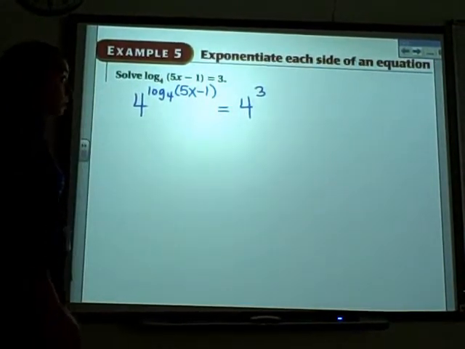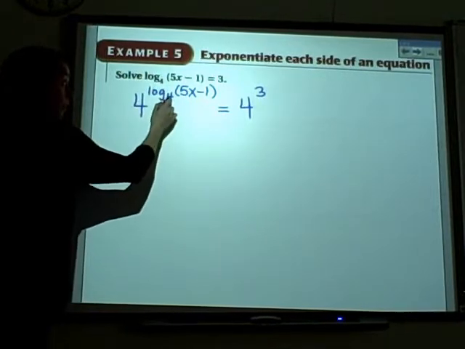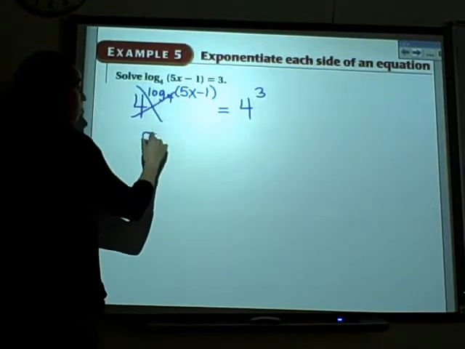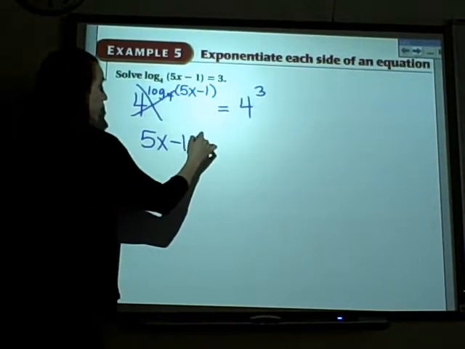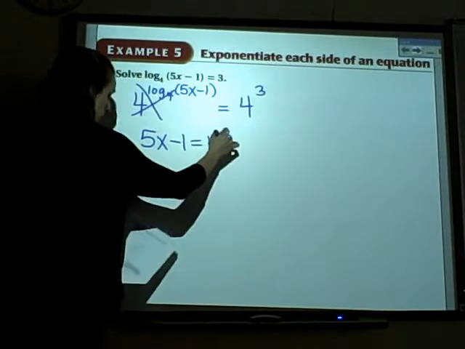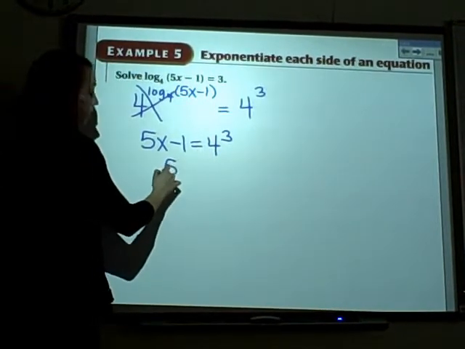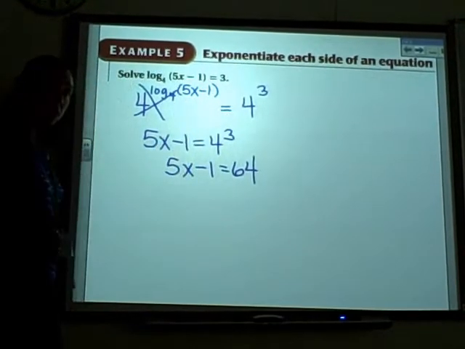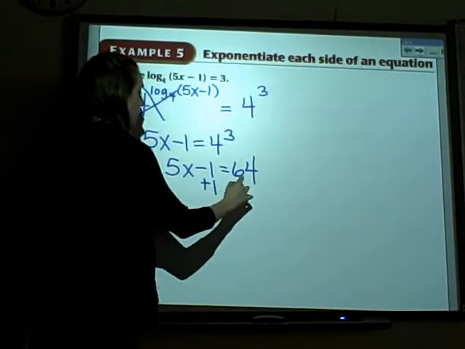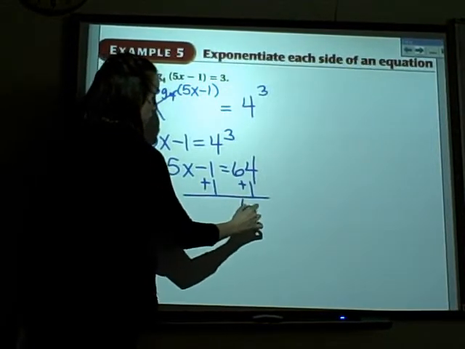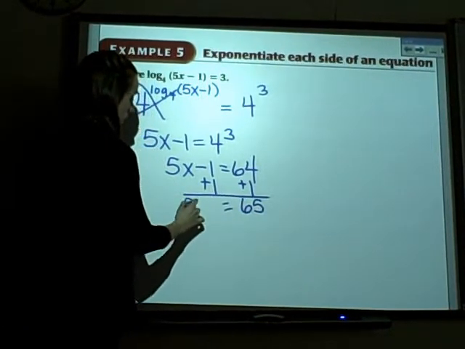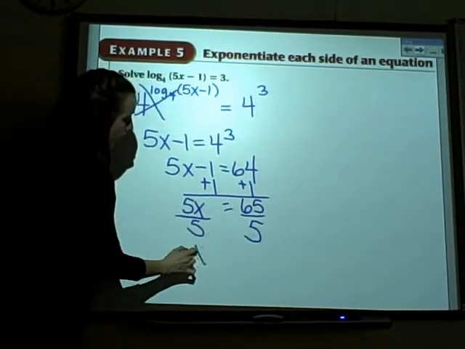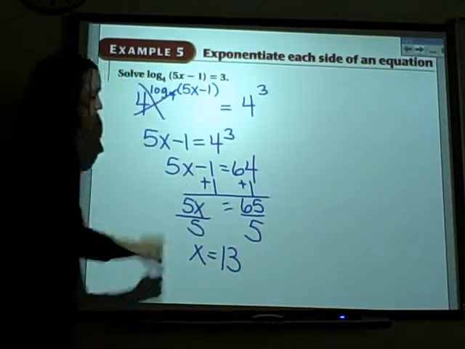Okay? Now, since I used a base 4, they match. Matching bases, you can cancel out. I am left with 5x minus 1 equals 4 to the third power. And we know 4 to the third power to be 64. Now we're just solving a two-step equation. Add 1 to both sides. Divide by 5. You are left with x equal to 13.